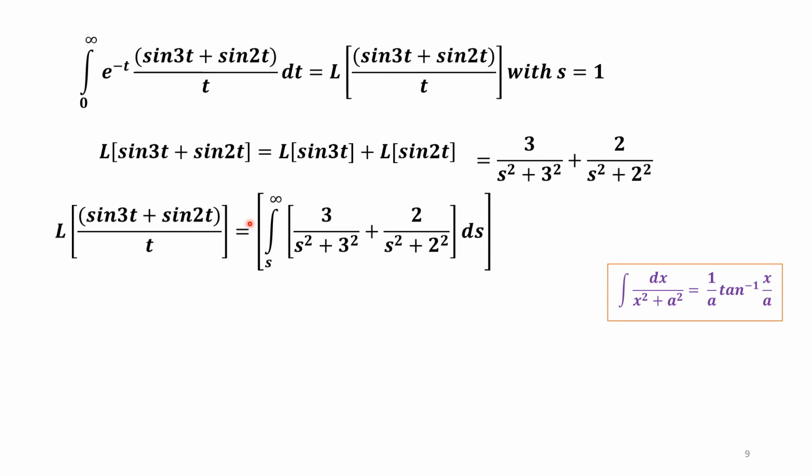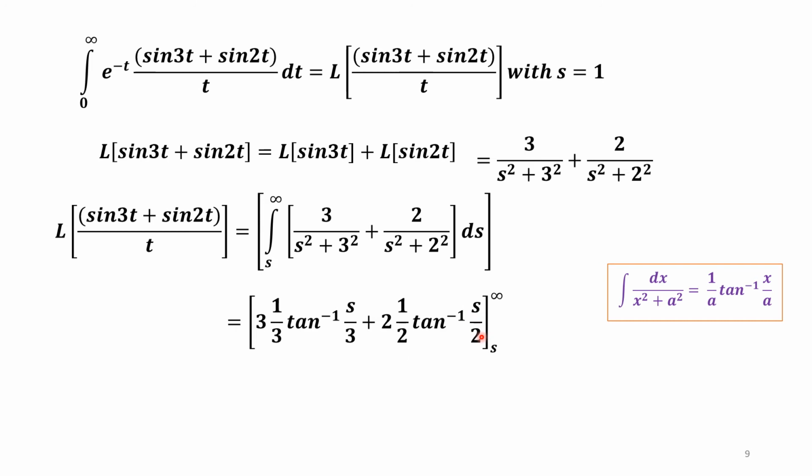So 3 can be taken outside the first integral. We can write 3 into the integration of ds upon s square plus 3 square. Now a is equal to 3 here, so we will get 1 by 3 tan inverse of s by 3. Here we will get 1 by 2 tan inverse of s by 2. So integrating both the terms, this 3 is already as it is, and ds upon s square plus 3 square will have 1 by a, that is 1 by 3, tan inverse of s by 3, plus 2 into 1 by 2 tan inverse of s by 2. Again 2 will get cancelled, 3 will get cancelled. So we will get tan inverse of s by 3 plus tan inverse of s by 2.